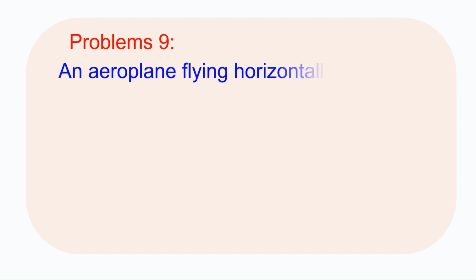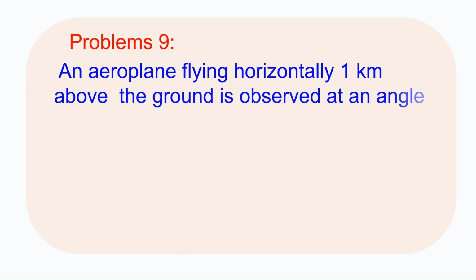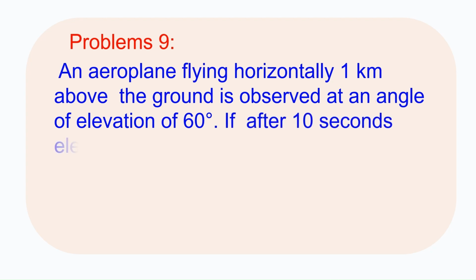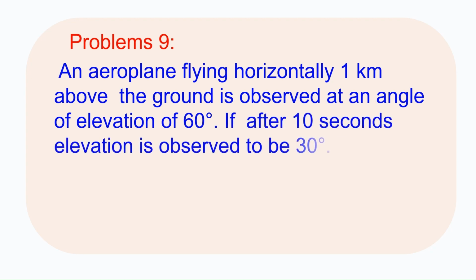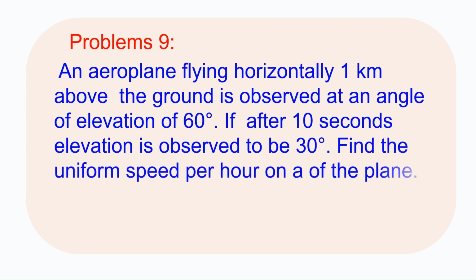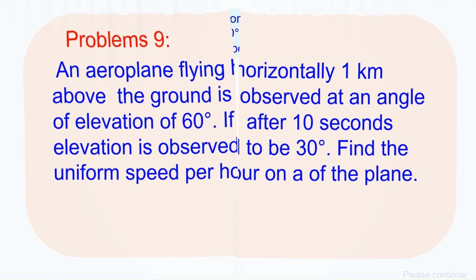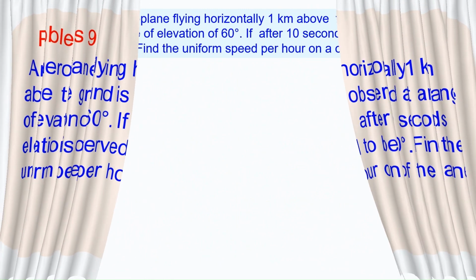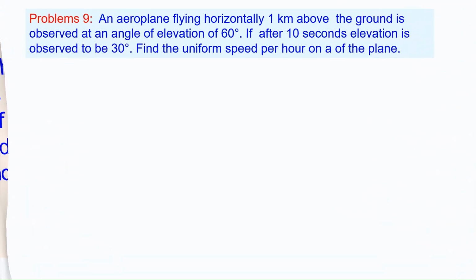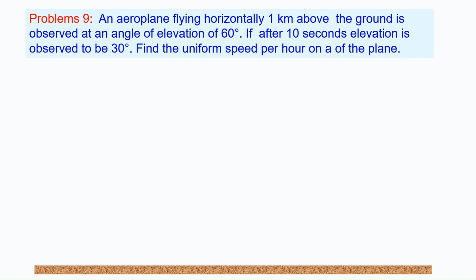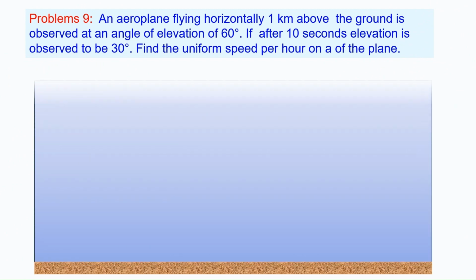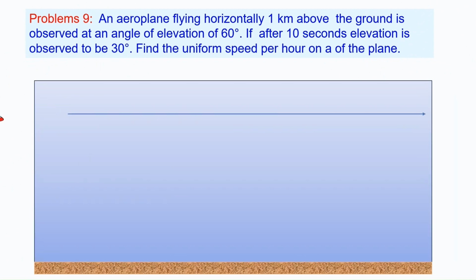Problem number 9. An aeroplane flying horizontally, 1 kilometer above the ground, is observed at an angle of elevation of 60 degrees. If after 10 seconds, the elevation is observed to be 30 degrees, find the uniform speed per hour on the ground of the plane. Imagine the scenario on the ground, and then convert this picture into simple geometry.